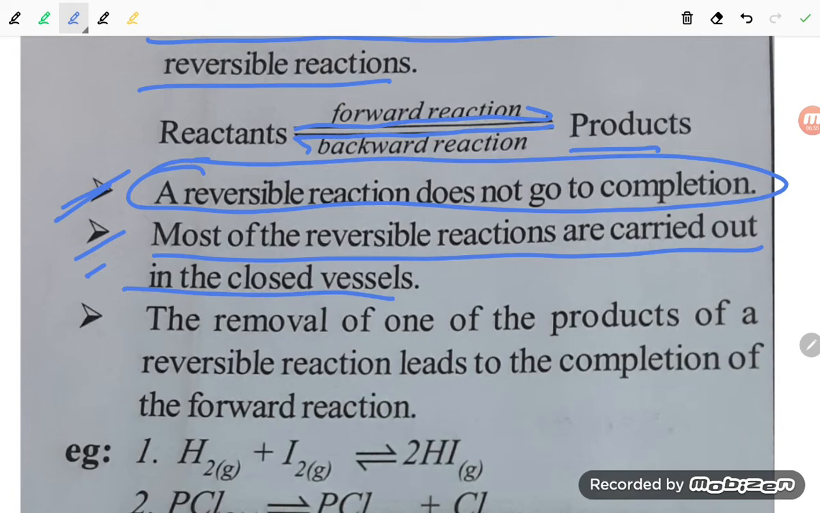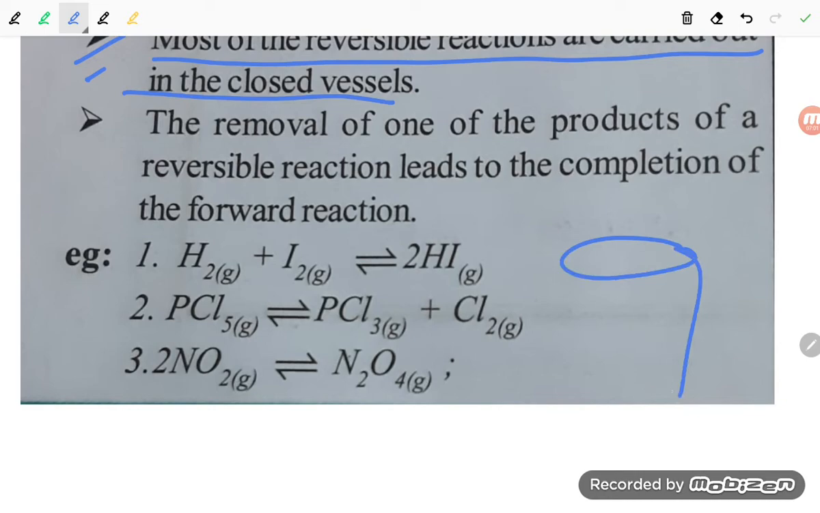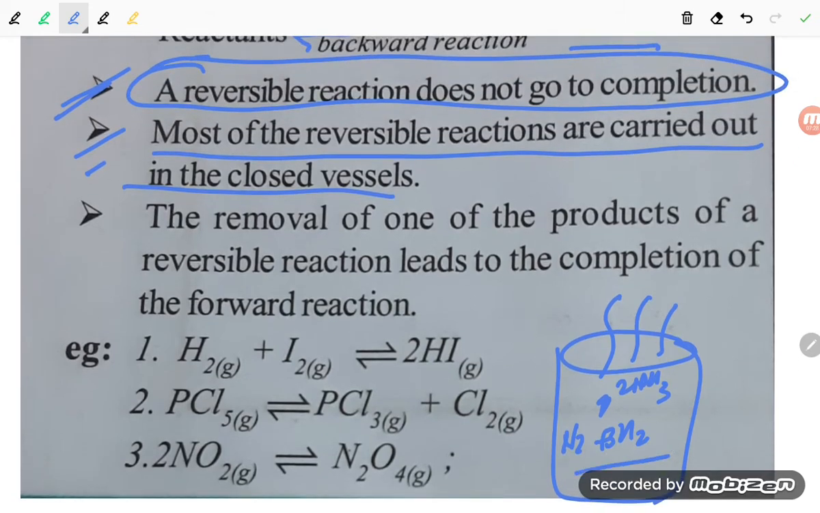If you are doing it in an open vessel, student, what will happen? Suppose you are doing evaporation, or reacting gases, suppose N2 plus H2 reacting to form 2NH3. What is happening, student? All the gases will be evaporated, so you will not be able to get any good product. So most reversible reactions are carried out in closed vessels, right?